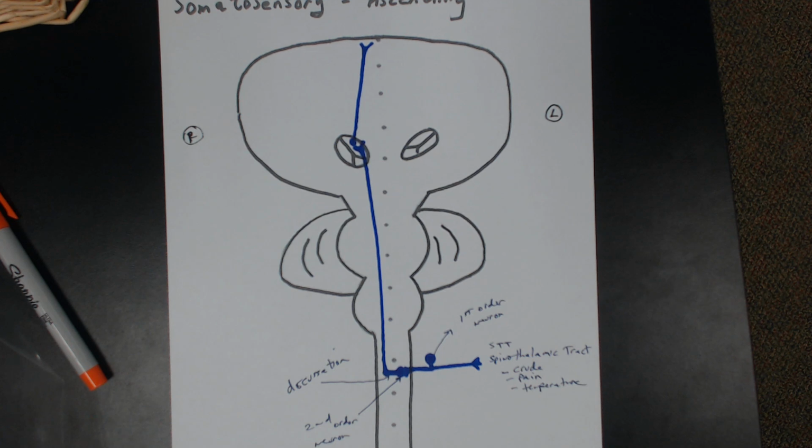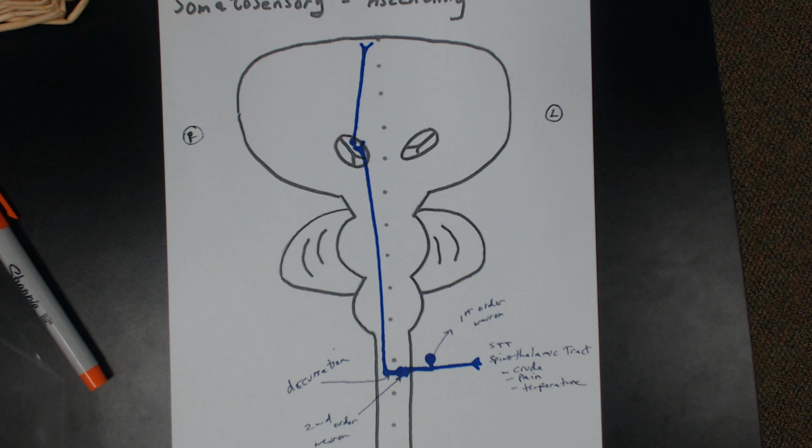I can tell you that STT is a very primitive tract. It's slower than the DCML, and it's due to it being less myelinated overall than DCML pathways. So DCML I think of like a superhighway, really fast. STT, slower. Any other questions, Alex?